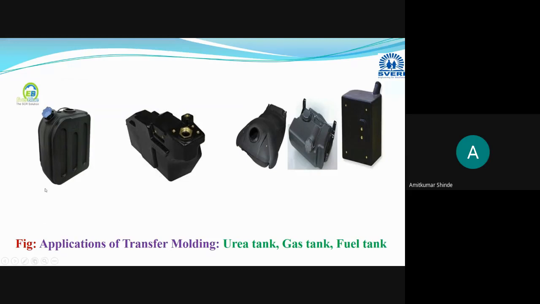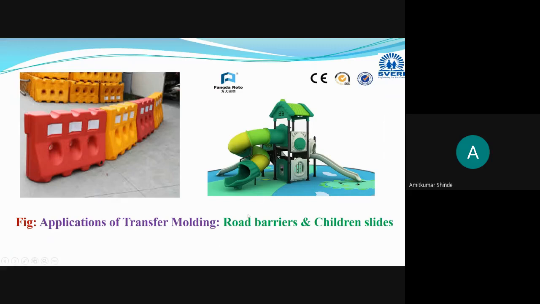Okay, urea tanks, gas tanks, or fuel tanks are used in different vehicles to store the fuel. Then these are the road barriers, used to control the traffic. These road barriers are manufactured with the help of this rotational molding process only.